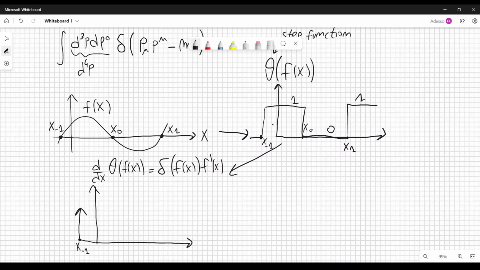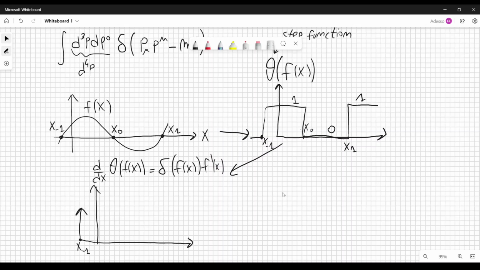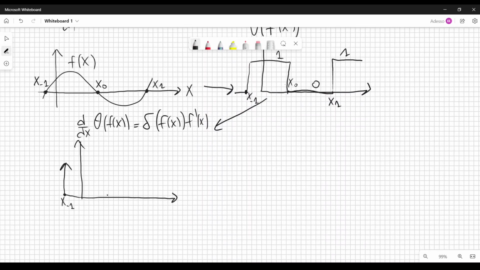So we're going to get an infinite value, and this infinite value is the Dirac delta, a positive Dirac delta, whereas at the point x0 we are going to get a negative Dirac delta because the function is decreasing here. So after the point x0 it will be 0, and before the point x0 it will be 1. So we have a negative slope, an infinite negative slope, and this will give rise to a negative Dirac delta. And then here at x1 we are going to get a positive Dirac delta, and so on and so forth for all the other points.